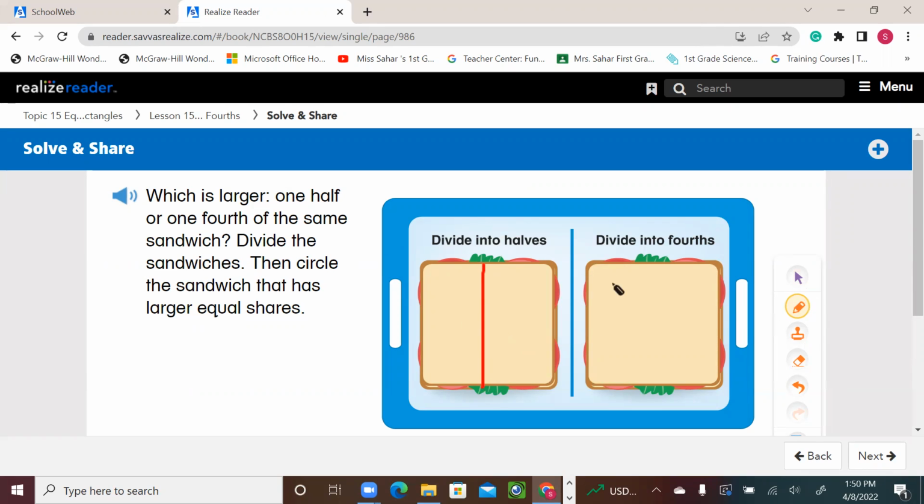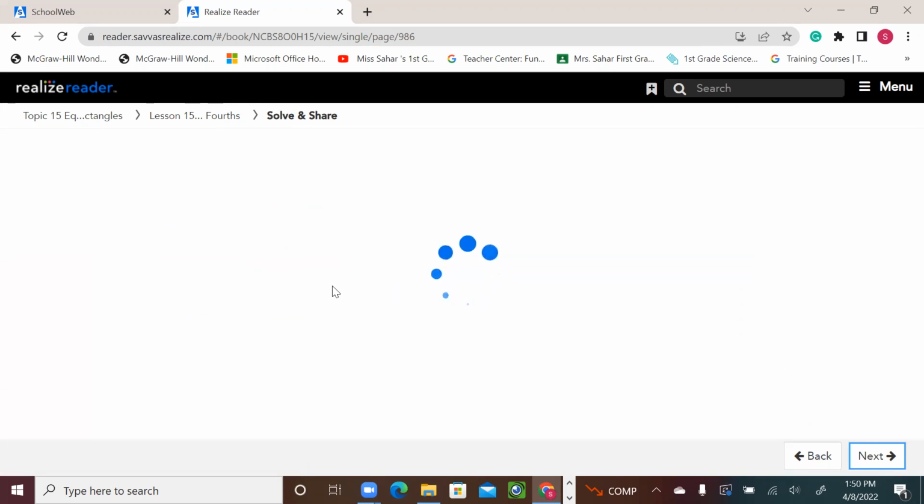All right, and let's divide the other sandwich into quarters. All right, which sandwich has larger equal shares? This one. So we circle this one. Okay, let's watch our video.